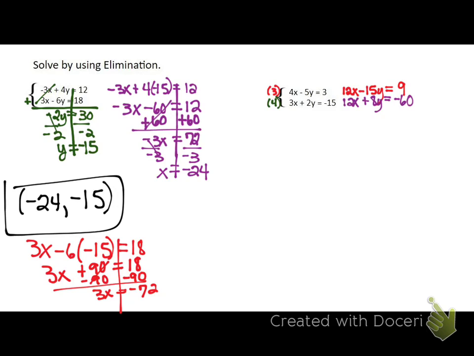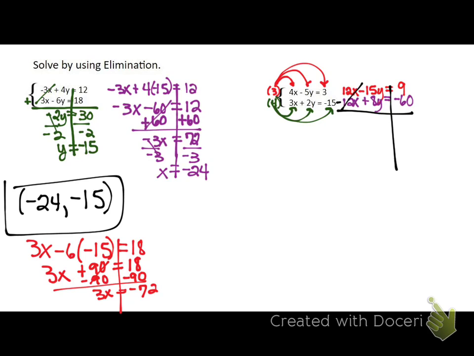How'd I get 9? 3 times 3. So I took the 3 times every term on the top to rewrite and get a new equation. And then I took the 4 and multiplied it by every term on the bottom to get a new equation where I have a coefficient that's the same for some variables. Okay, now, do I have the same coefficient? Yeah. Okay, to eliminate them, am I going to add them or subtract them? Subtract them. Okay, bam, 12x minus 12x, gone.